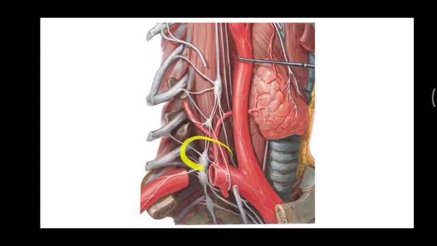It is formed by the fusion of the C7 and C8 ganglia. Sometimes the inferior cervical ganglion joins with the first thoracic ganglion to form the cervicothoracic ganglion or stellate ganglion. It is located between the transverse process of the C7 vertebra and the neck of the first rib. You can see the first rib over here. This is the first rib.